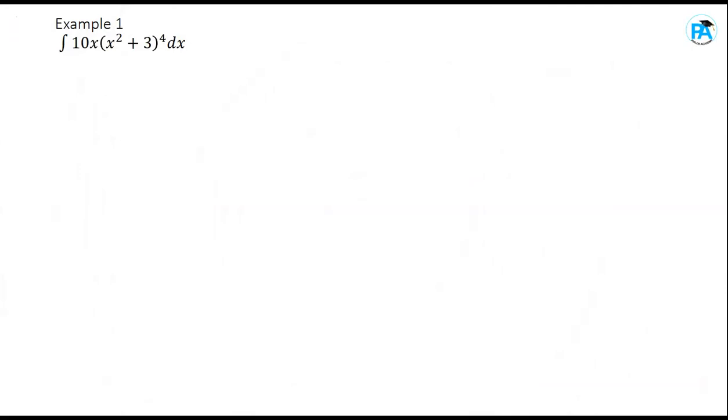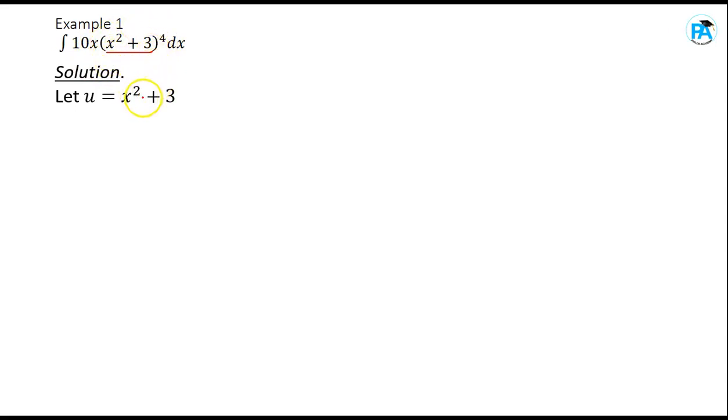So let's take example 1. Example 1 says find the integral of 10x multiplying (x squared plus 3) all exponent 4 dx. Okay. So to integrate this, please pay attention. What you are going to do is, you let u be equal to what you have here, just what is in the bracket. You will include the exponent, please. Okay, when you see something like this, you just let u be this one.